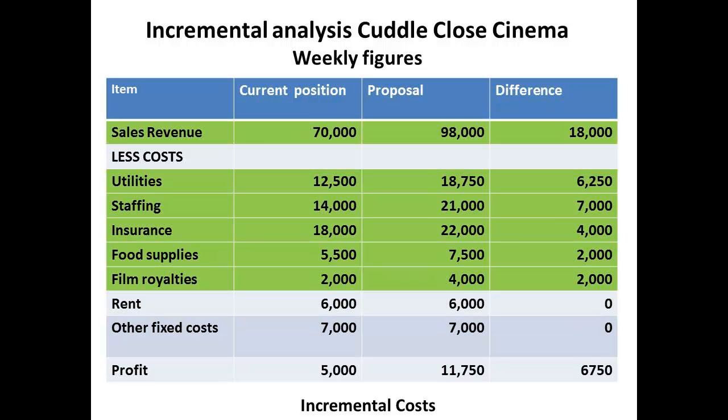Here, the revenue and relevant costs are highlighted. The analysis shows us that there is an incremental profit of $6,750 from accepting the proposal to open and have matinee performances. And so this is the decision that should be taken.